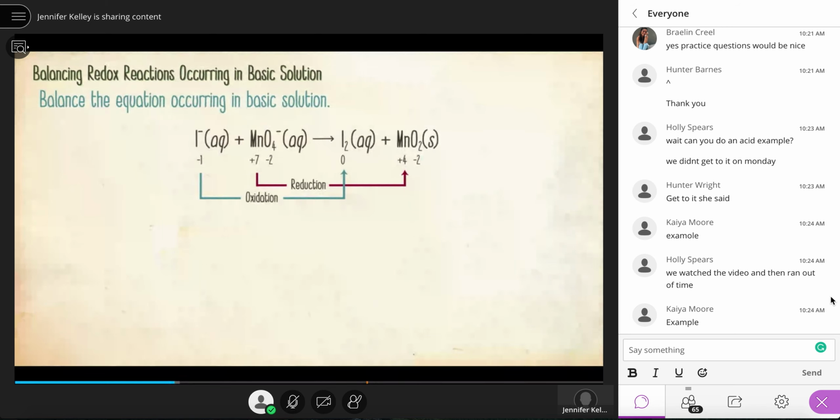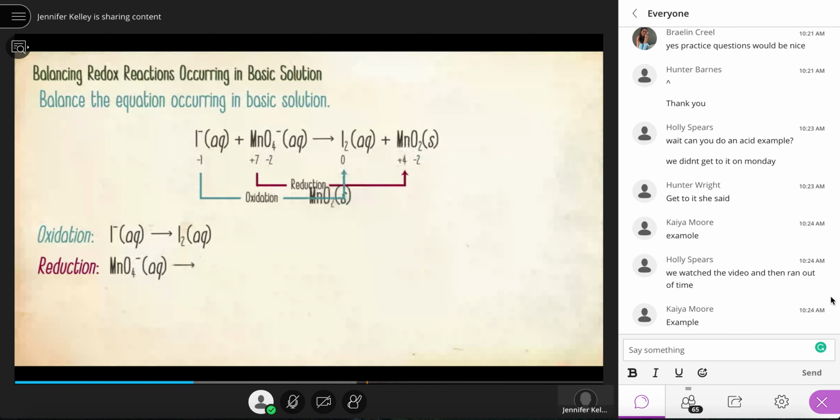The next step is to separate the overall reaction into 2 half reactions, one for oxidation and one for reduction. The oxidation reaction is I minus going to I2. The reduction reaction is MnO4 minus going to MnO2. The third step is to balance each half reaction with respect to mass. First, balance all elements other than hydrogen and oxygen.